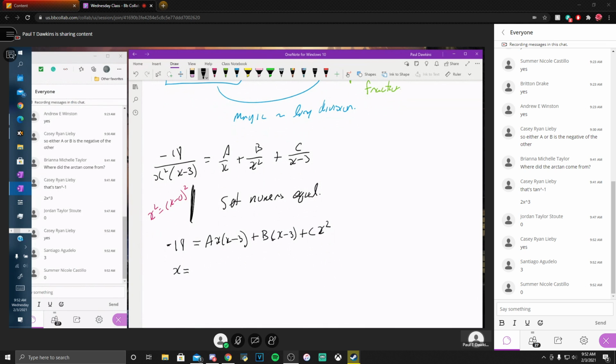Let's go 3 first. That's the first one that was showing up here. So let's do a 3. So minus 18. 3 is going to knock out the first term. It's going to knock out the second term. Plug into the last one there, so 9 times the c. And of course, we're going to get that c is equal to 2.